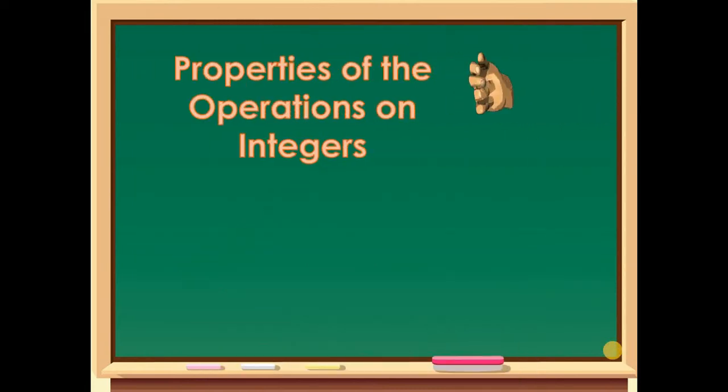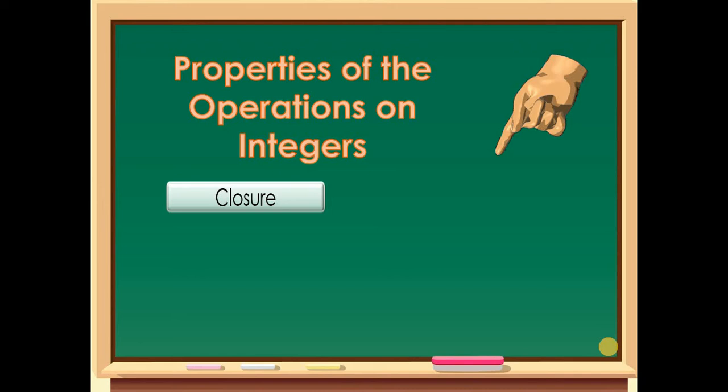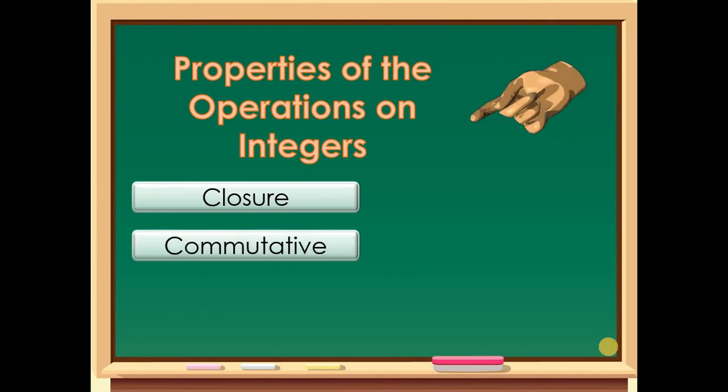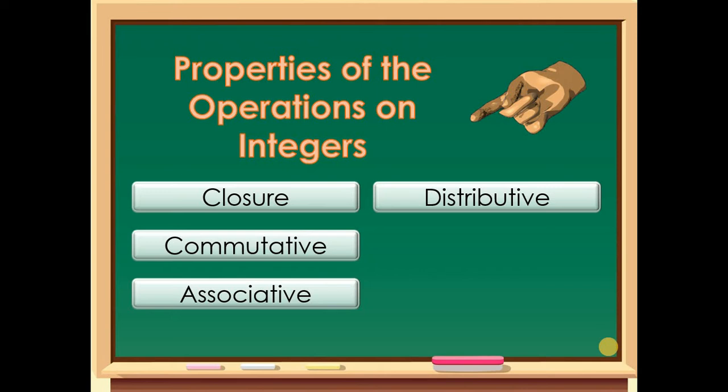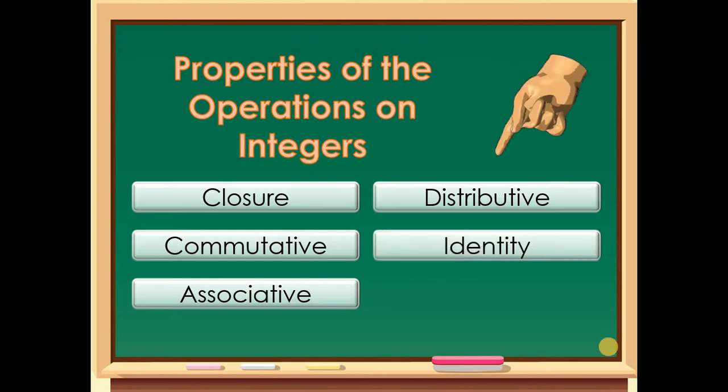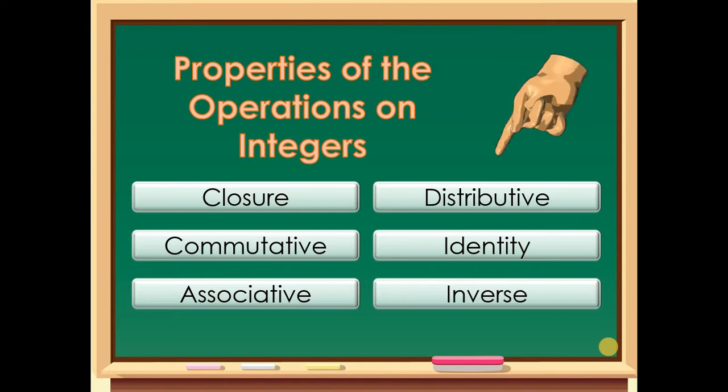Okay, so ito ay ang mga properties of the operations on integers. So meron tayong closure property, meron tayong commutative property, associative property, distributive property, identity property, at yung huli ay ang inverse property. So ating aalamin lahat yan kung ano ang ibig sabihin ng mga properties na yan.